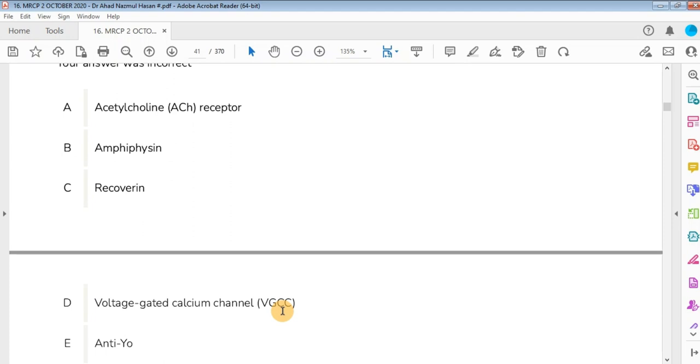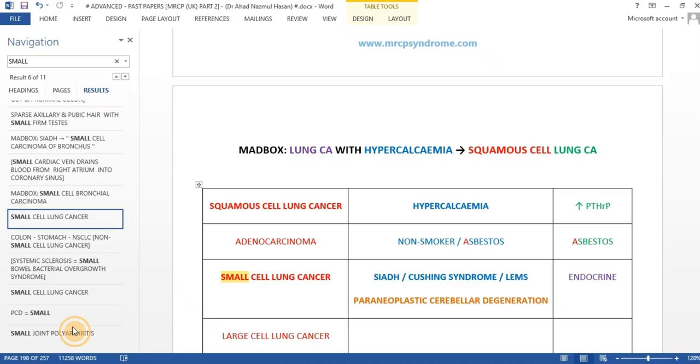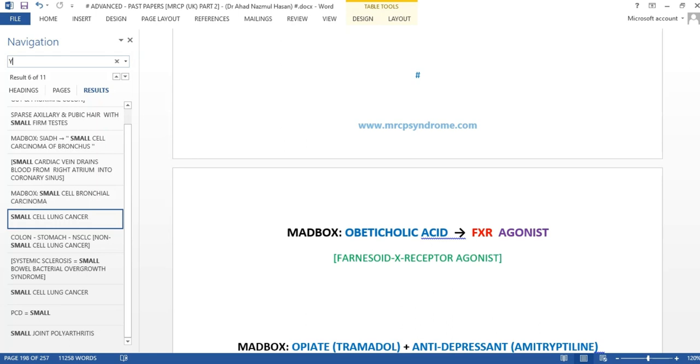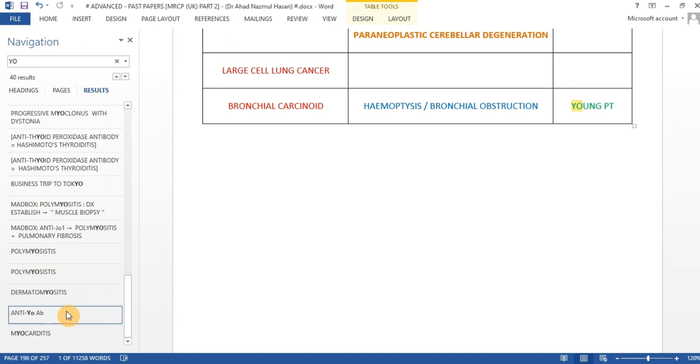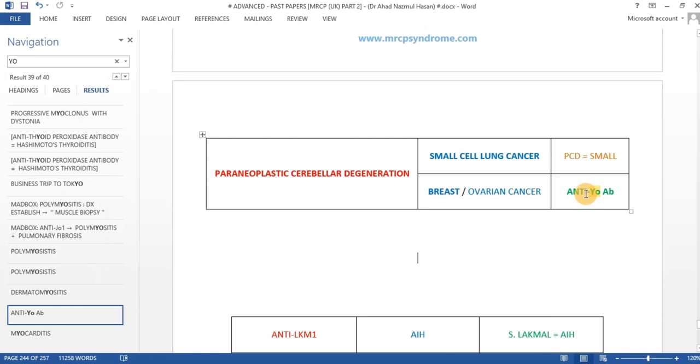Anti-Yo antibody is associated with which condition? Breast cancer. And other than breast cancer? Go on. So the anti-Yo antibody is associated with paraneoplastic cerebellar degeneration, and that paraneoplastic cerebellar degeneration is also associated with small cell lung cancer as well as breast and ovarian cancer.